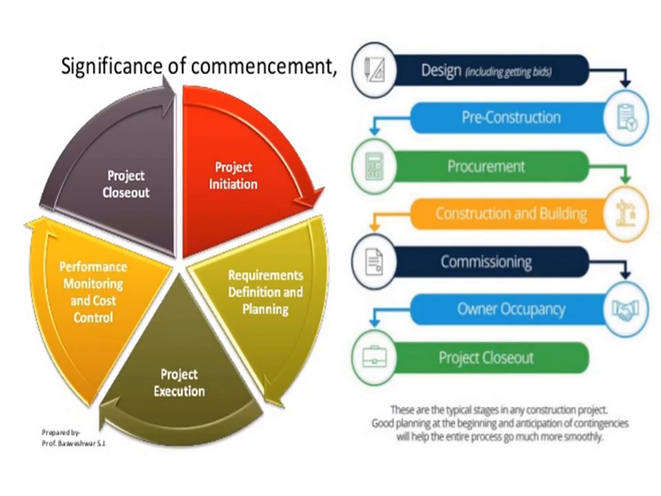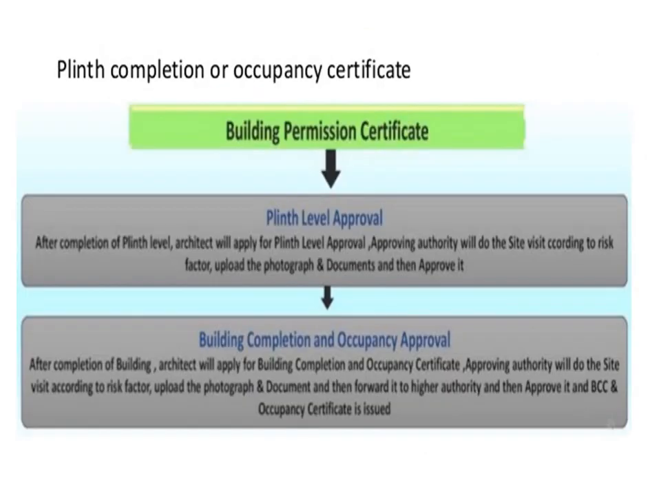So in this slide we are going to see the significance of commencement. It involves the following stages, that is design, then pre-construction, then procurement of material, construction and building, commissioning, owner occupancy, project closeout. As per the building bylaws, there are different type of areas. First is built-up area, second is plinth area, third is floor area, fourth is carpet area, and fifth is super built-up area.